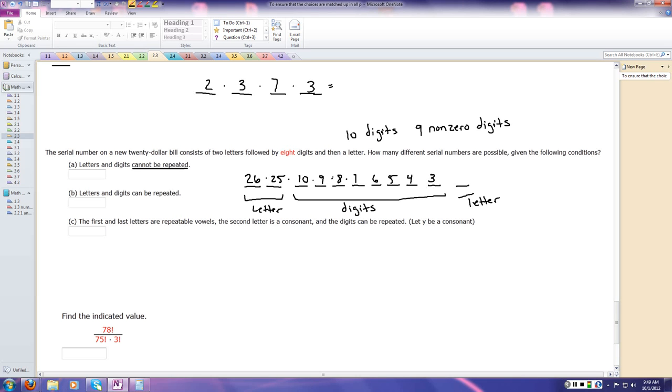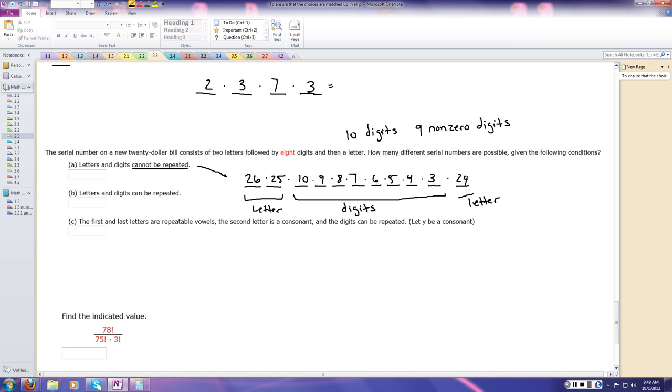That's how many choices I have. I have 10 choices for this digit. Now if I use a digit, I only have 9 left. Then I have 9 choices, 8 choices, 7 choices, 6, 5, 4, 3. And then for my letter, I have 24 because I've used 2 letters up here and I can't repeat the letters. So you multiply these numbers together on your calculator and you get your answer.